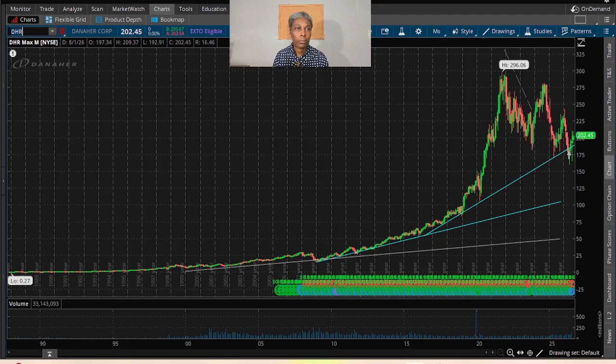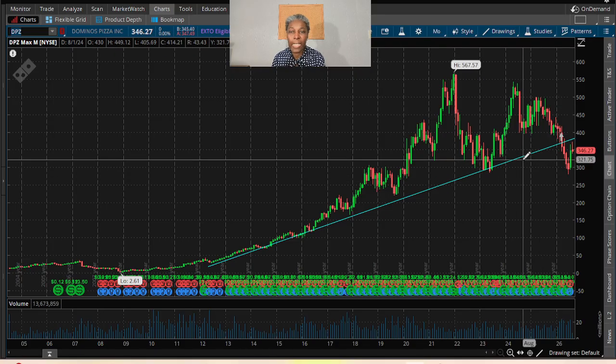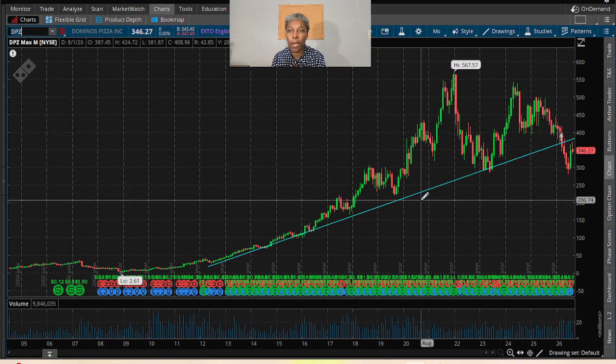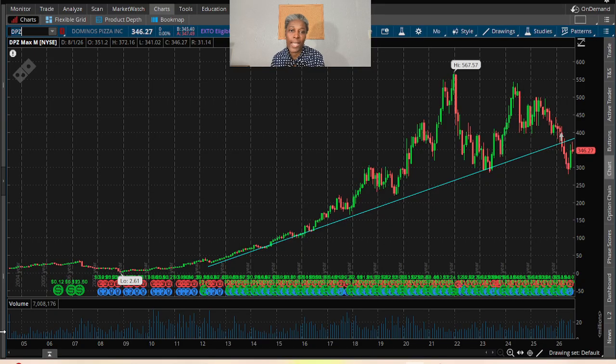2026. So when we are looking at DPZ, it has a clean support line passing by the higher lows of the chart. It went down a little bit. We are on a maximum monthly chart. We have the dates on the x-axis from the past to the present, and the price on the y-axis from $0 up. It went down a little bit and it started going up.